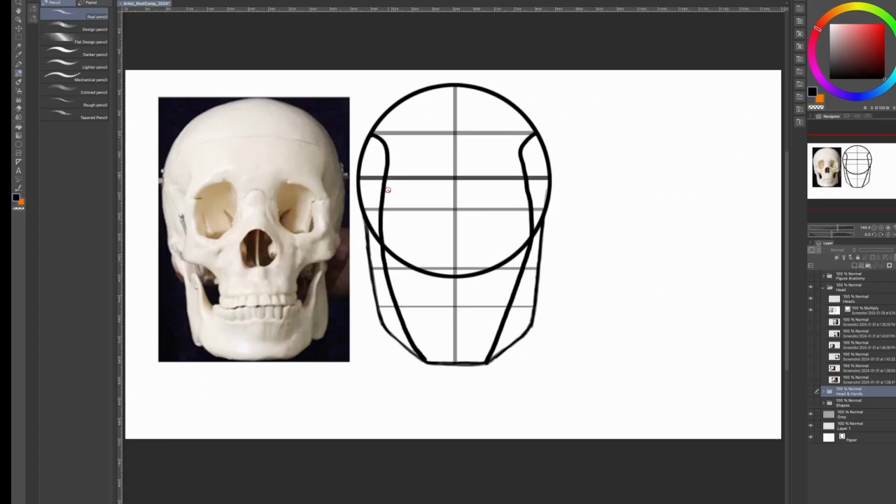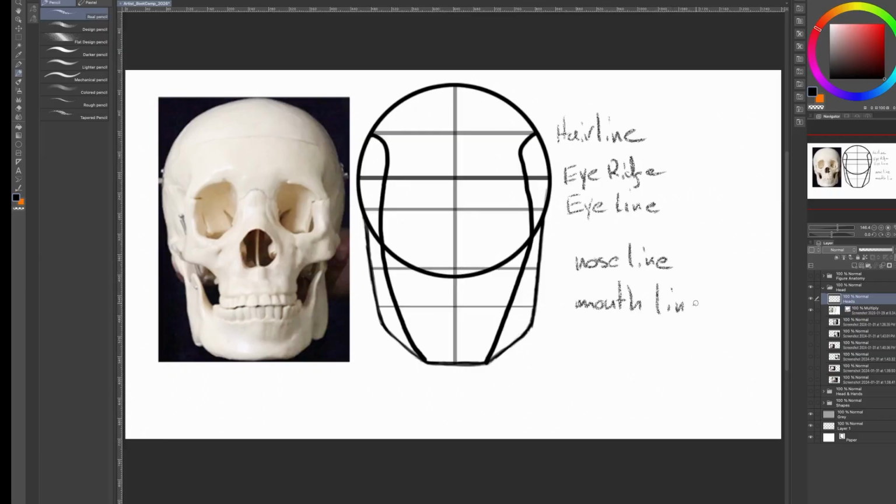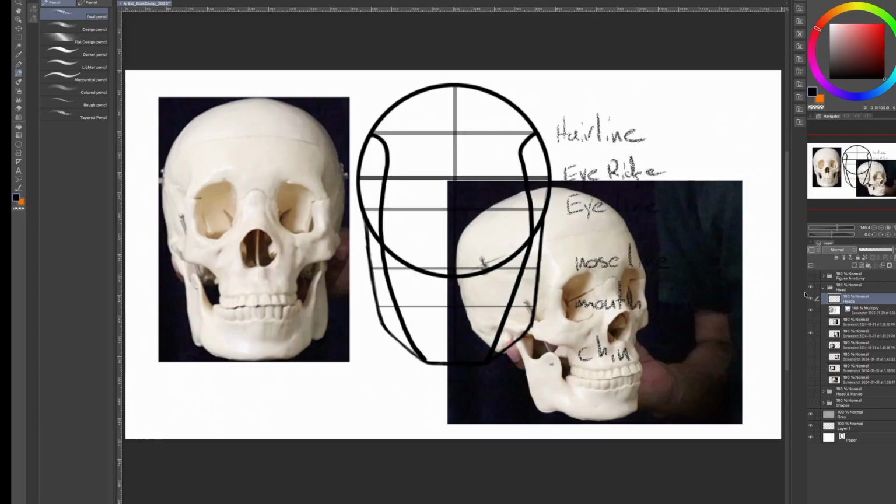Now, the largest part is the cranium, which houses the brain, and that is indicated by the large circle. There is the nasal cavity and the mandible, which is your jaw, which is attached by very strong muscles. And the breakdown: we have the very middle, and then all these lines going horizontal. At top we have the hairline, then the eye ridge, the eye line, the nose line, the mouth line, and the chin. And that is the basic breakdown of the human face.